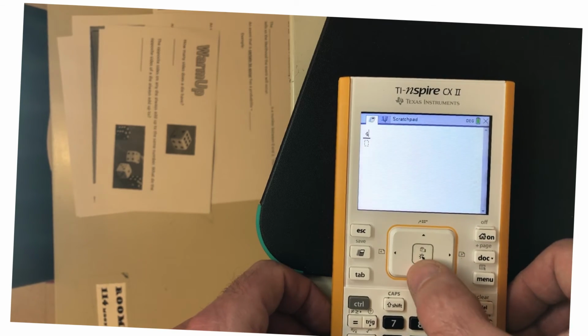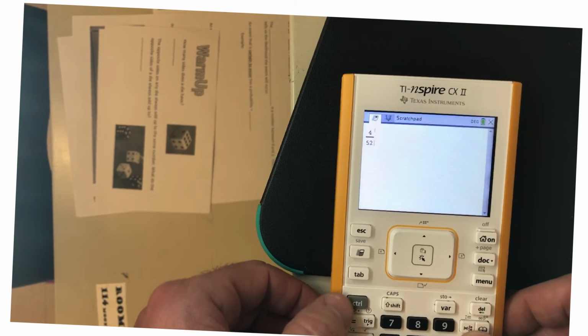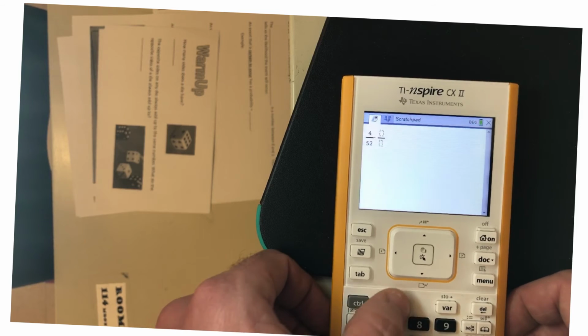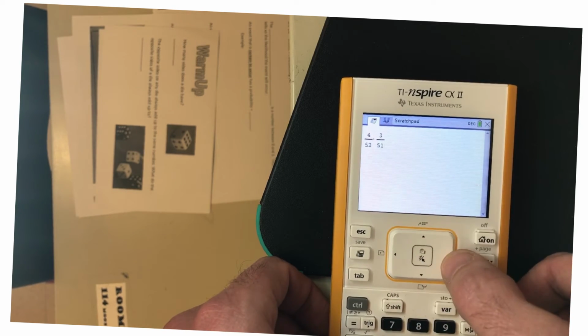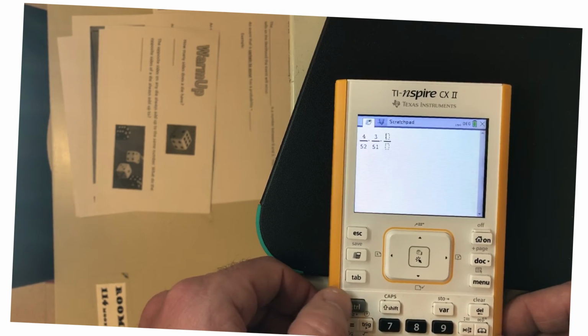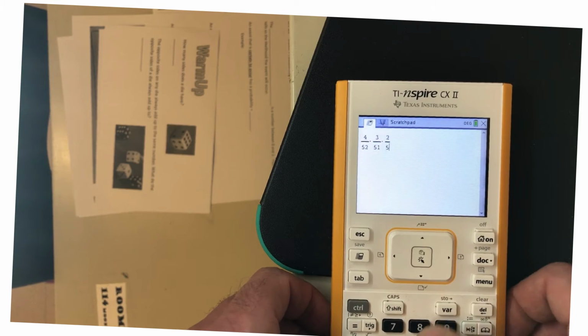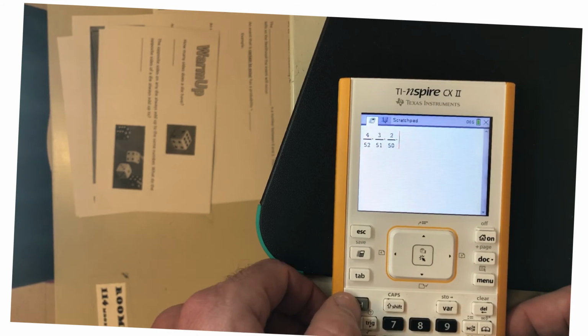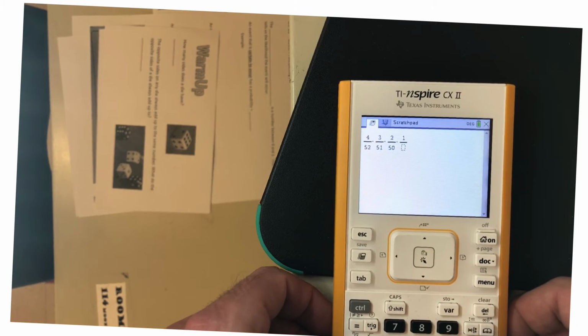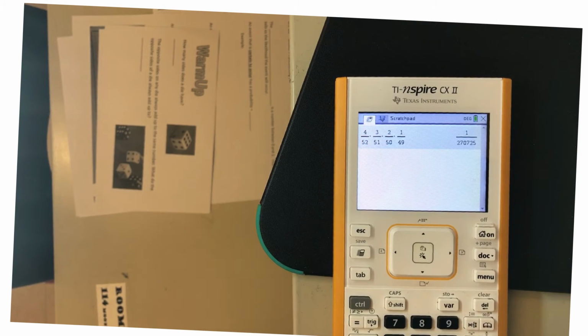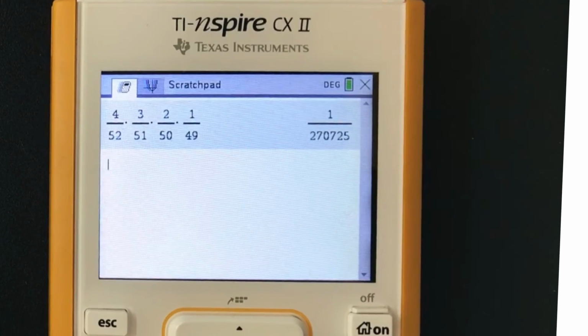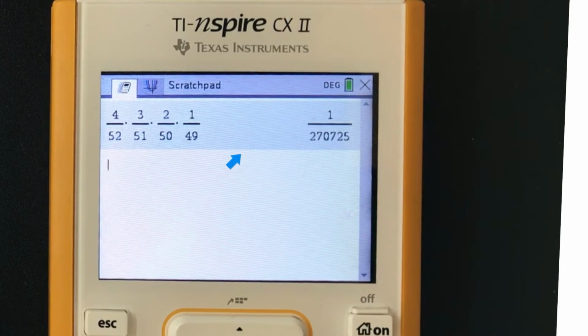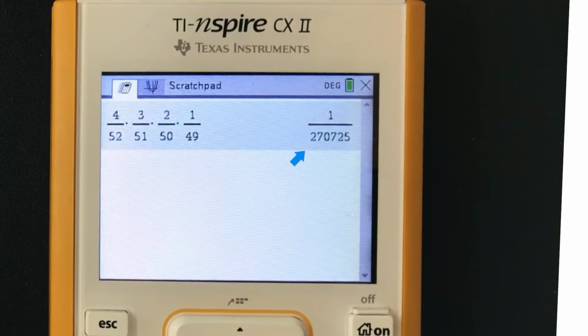Okay, 4 out of 52 for the first time. Then there's 3 out of 51 the second time. Then there's 2 out of 50 the third time, times 1 out of 49 the fourth time. So that's the probability that you would be dealt 4 aces straight off like that.